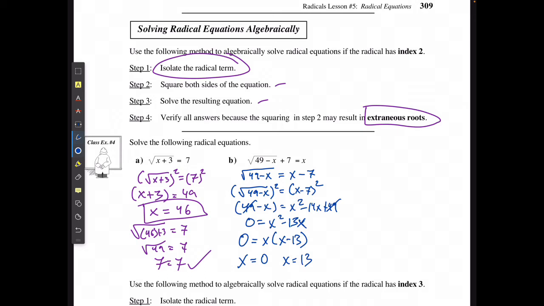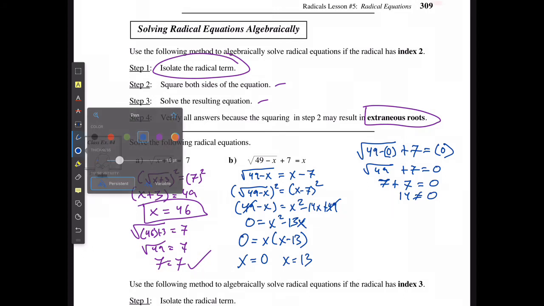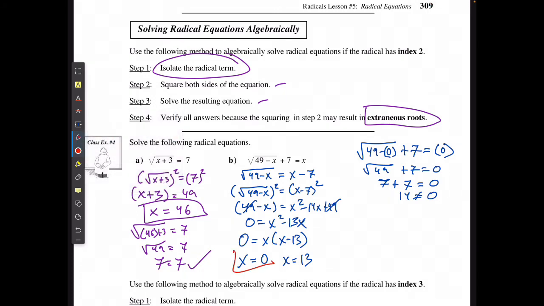Now we've got to verify. So the first possibility is the square root of 49 minus 0 plus 7 is equal to 0. The square root of 49 plus 7 is equal to 0. 7 plus 7 is equal to 0. 14 does not equal 0, which means that's an extraneous root.